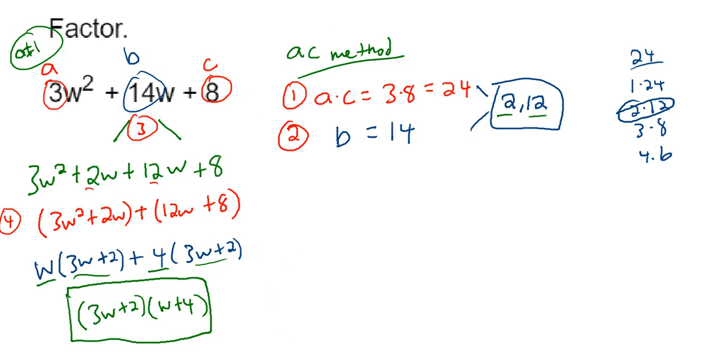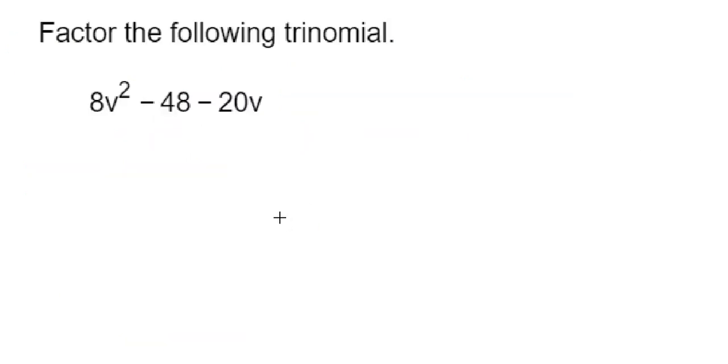Let's take a look at another example, and maybe with this example, I'll show you how trial and error works. First thing we want to do with this one is rearrange it so that it's in order from highest to lowest power. So we have 8v squared minus 20v minus 48.